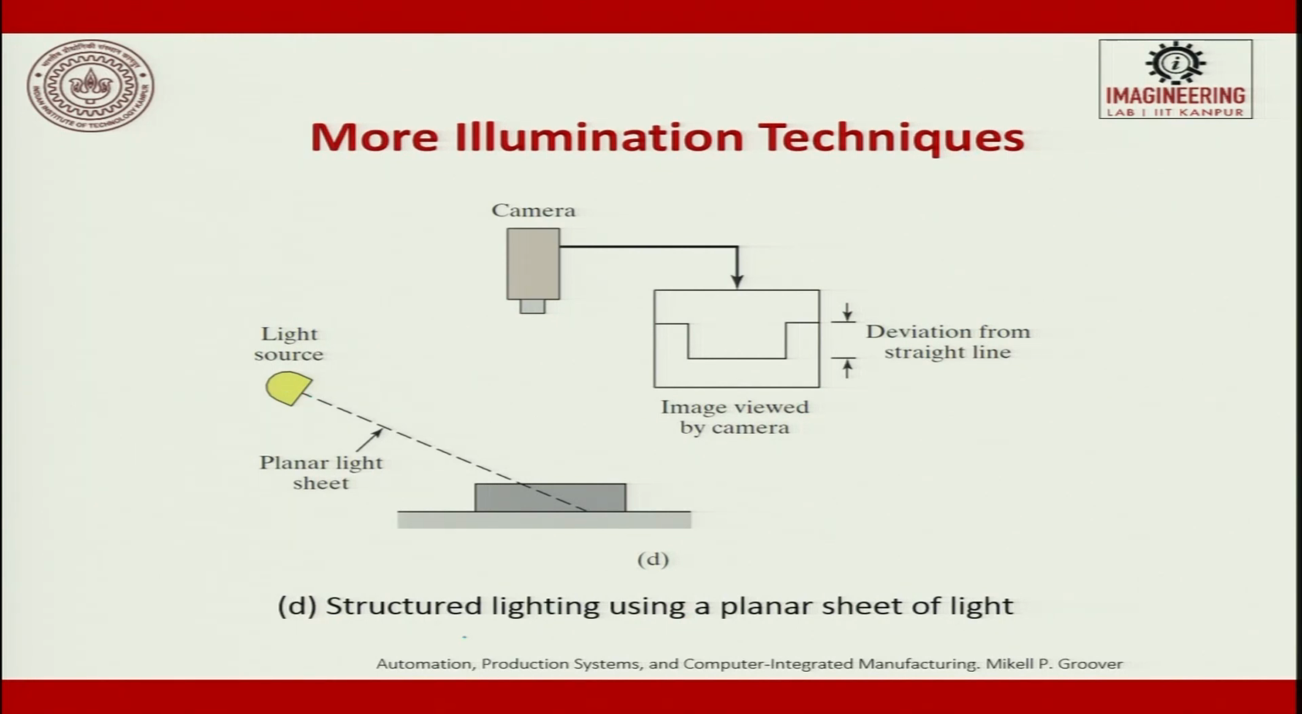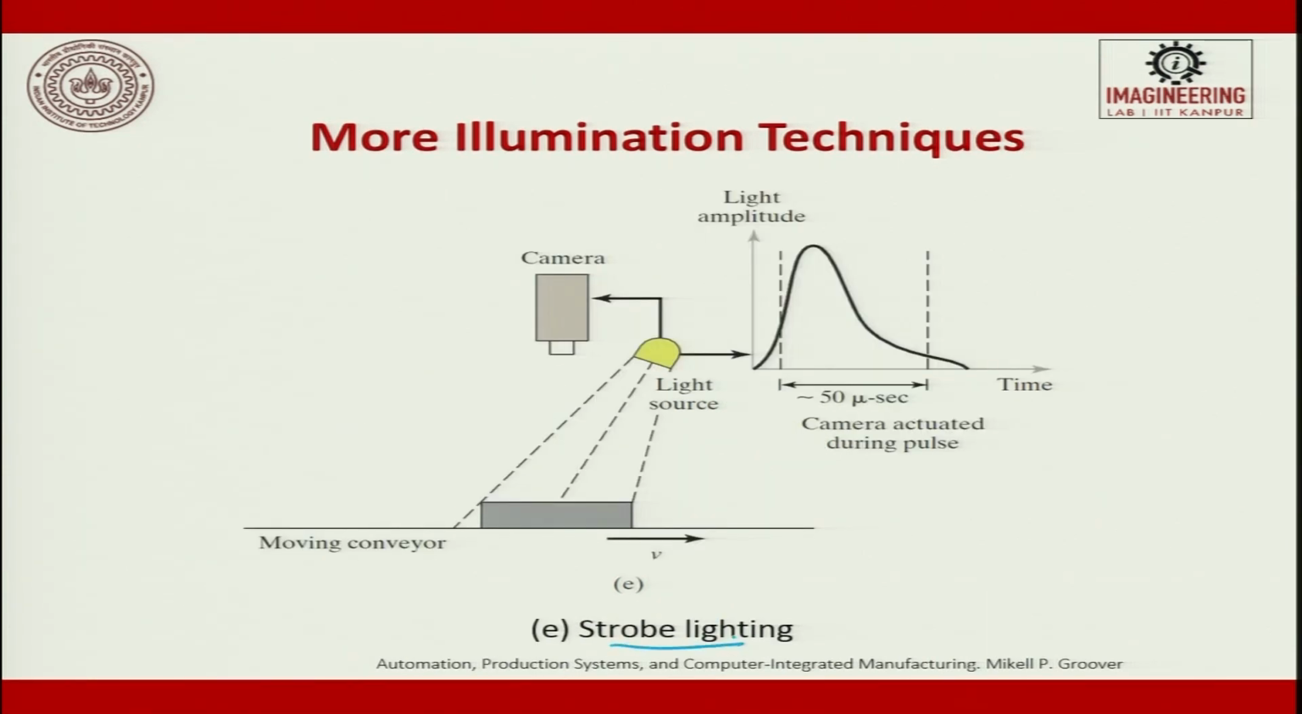We have structured light, where the light source falls on a planar light sheet. So, you get a structured light which falls on the object. From the structured light we acquire the data and take the image. So, this is the deviation of the straightness. This is strobe lighting.